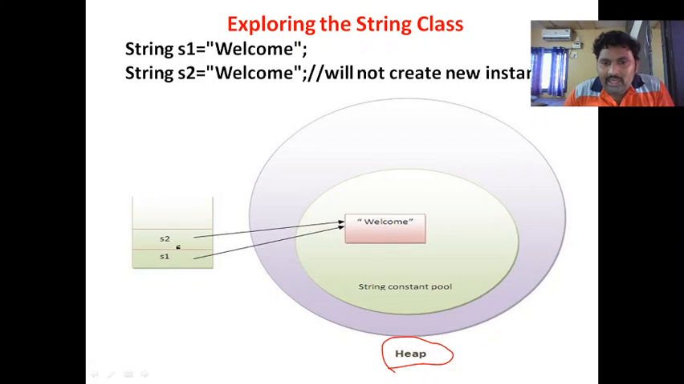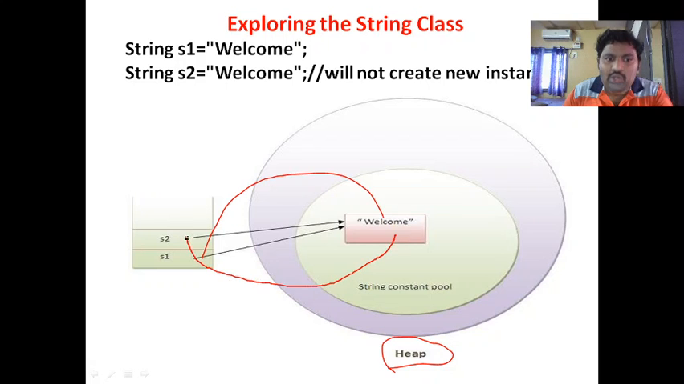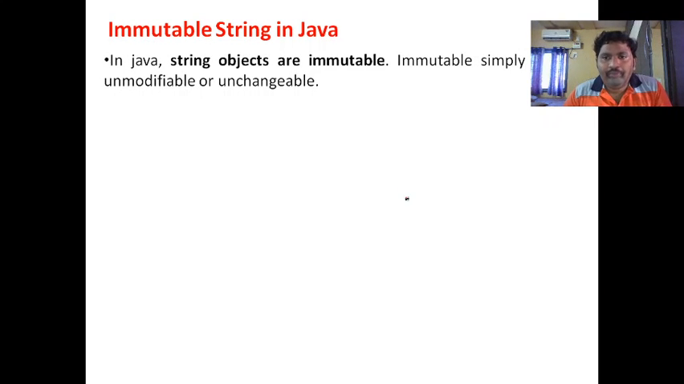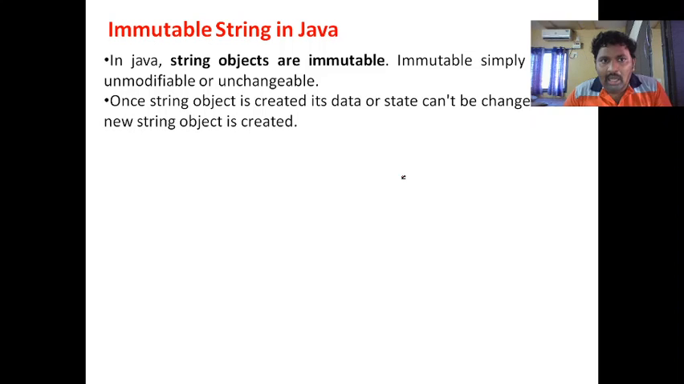So for s1, a separate welcome is not there. For s2, there is no separate welcome. Only one welcome object is created, and that welcome object's address is given to s1 and also to s2. Both are pointing to the same welcome object only. Now, for example, what is going to happen? See here, why in Java are the strings made immutable? The reason is simple.